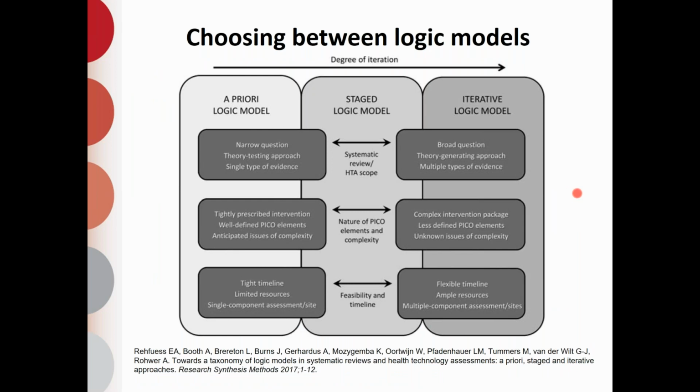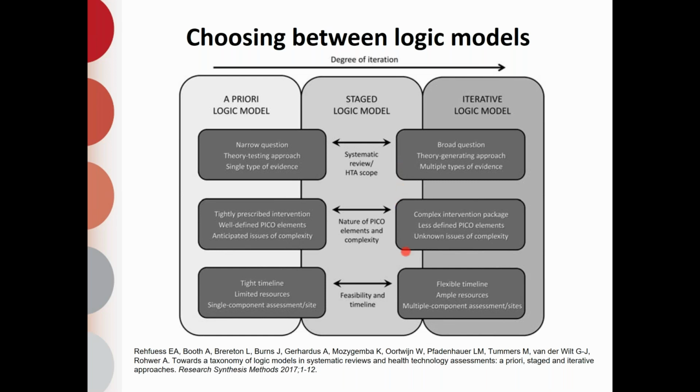And this slide just shows you when to choose which logic model approach. So you can see here that it's also a continuum and a degree of iteration. So for the a priori logic model, in terms of the scope or the question, we have a more narrow question. We usually use these types of logic models for theory testing. So if you want to look at, for example, the effectiveness of an intervention, whereas for the iterative logic model, it's probably more suitable for a broader question where you want to generate theory and look at multiple types of evidence.